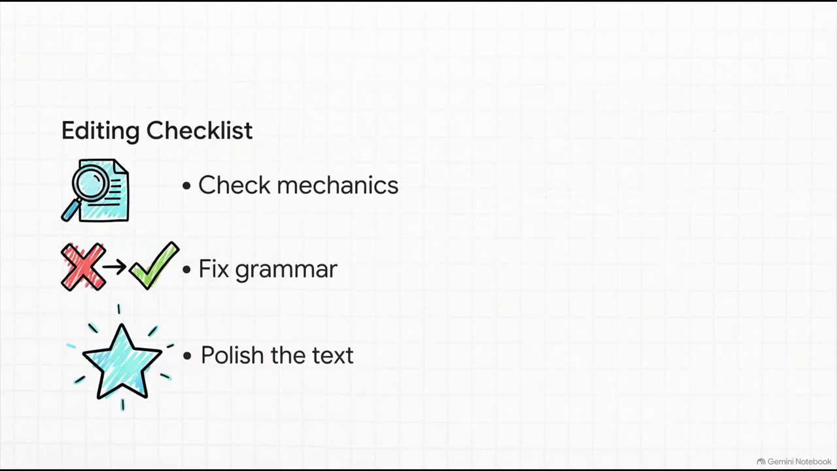When you hit this editing stage, you're going to want to follow this checklist very closely. Look carefully for those spelling, capitalization, and punctuation mistakes. Fix up any awkward sentence structures. Ensure your word usage is proper and grammatically correct. Your goal here is to polish the text so that the final piece looks perfectly clean and totally professional.